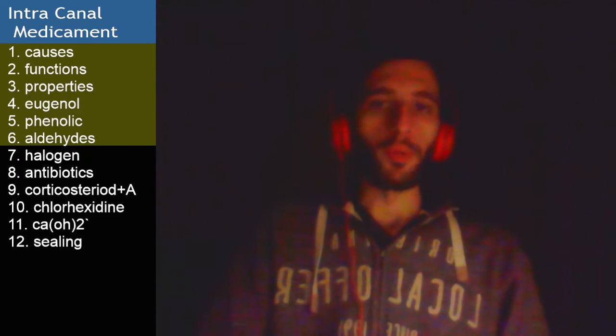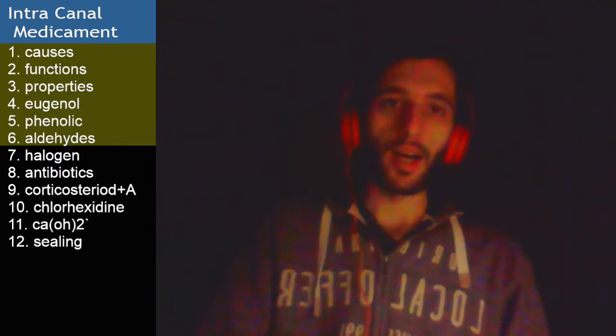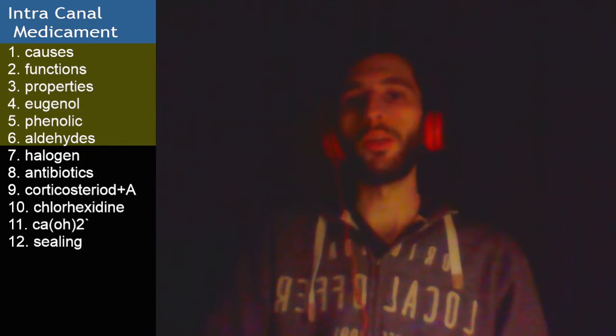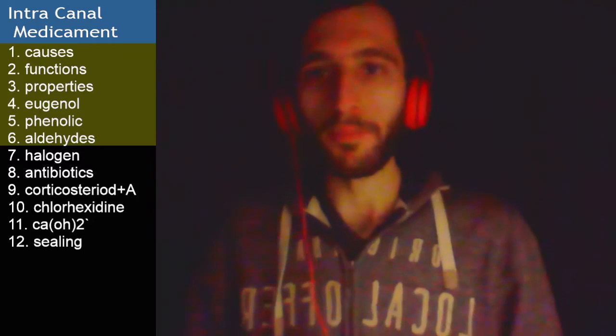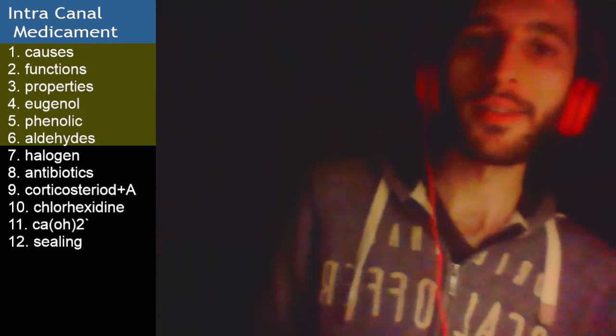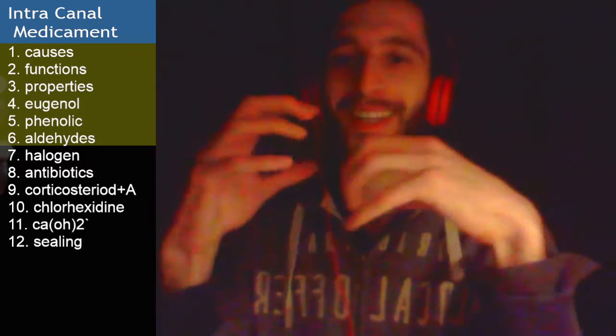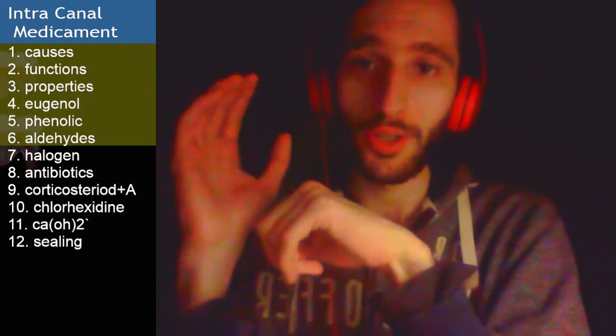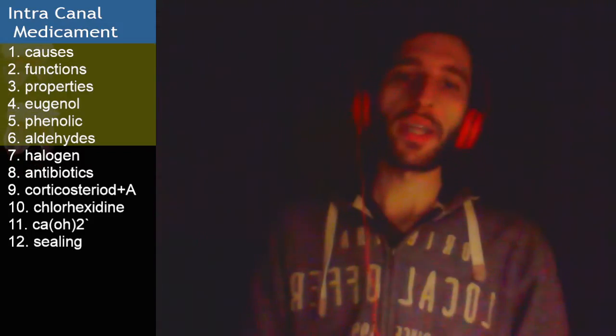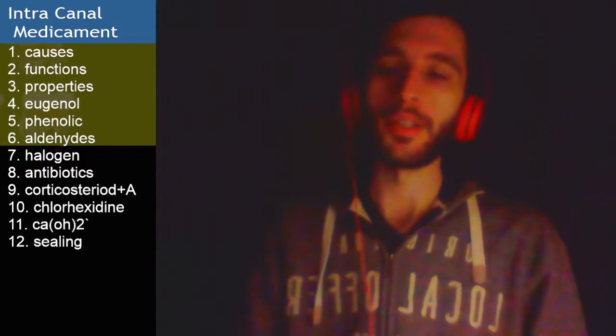All phenolic components and aldehydes, by the way, are highly volatile with low surface tension. If they are placed on a cotton pellet in the pulp chamber, vapor will penetrate the entire canal preparation. Only a tiny quantity of medication is needed for effectiveness. Otherwise, the chances of periapical irritation increase.